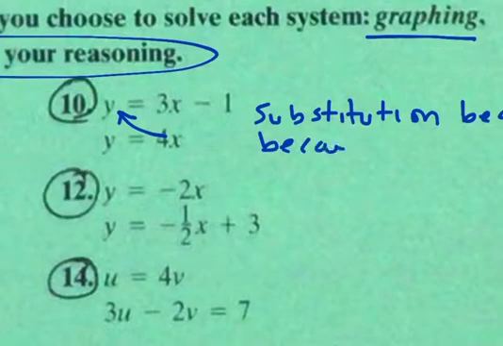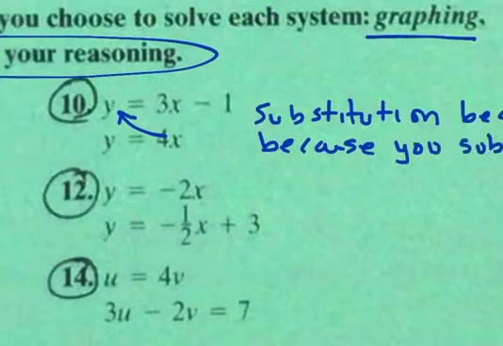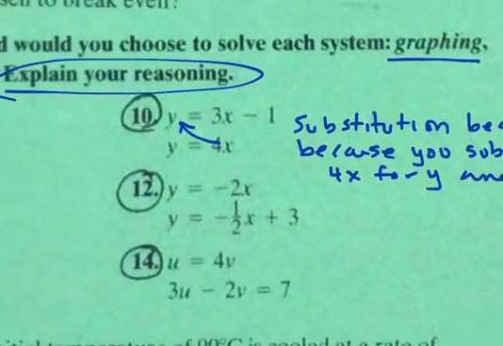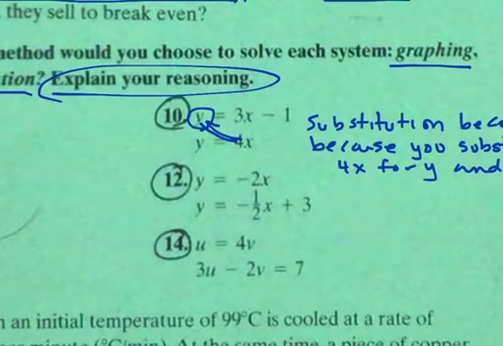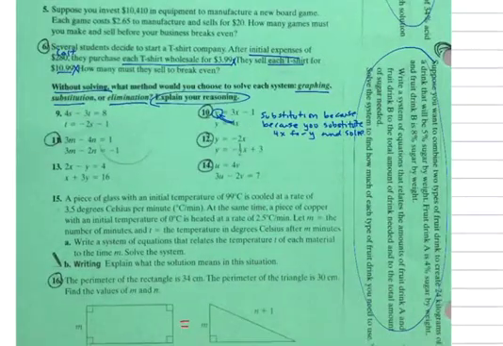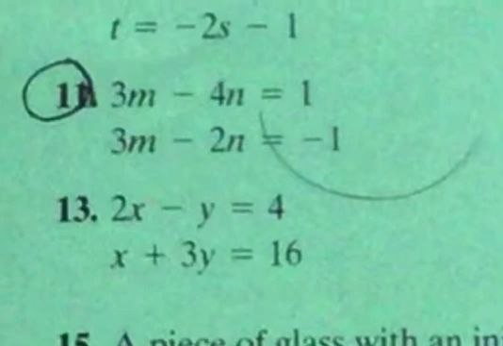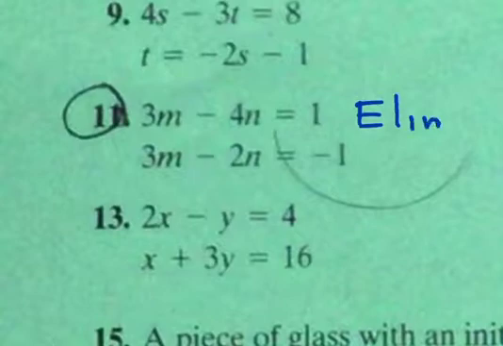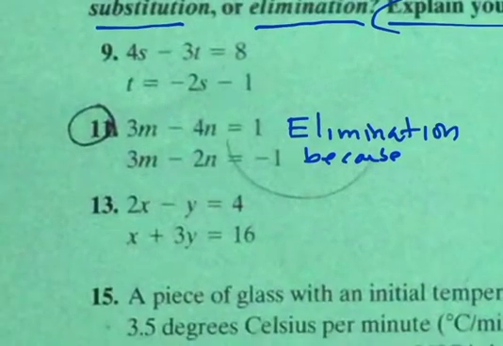Because you substitute 4x for y and solve. It's easy as that, right? Substitute 4x for this y and solve. Okay, make sure you explain. A lot of you didn't explain. Elimination, right? Elimination, because they're in standard form. Both equations are in standard form.